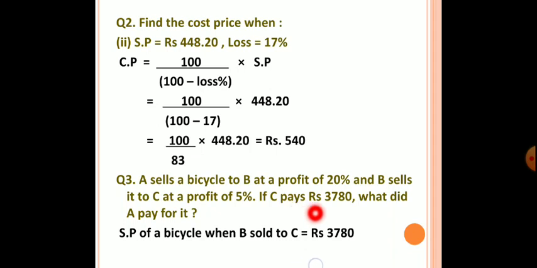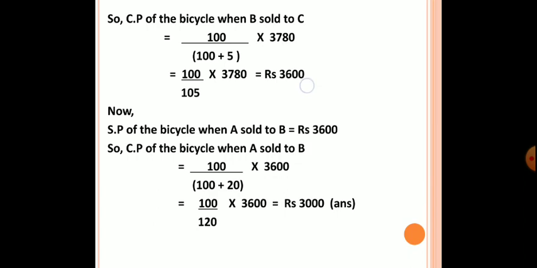So in the question it is written, selling price of the bicycle when B sold to C is 3780 and he gains a profit of 5%. So cost price of the bicycle when B sold to C equals 100 divided by (100 plus gain) into 3780, that is selling price. So 100 divided by 105 into 3780 is equal to rupees 3600.